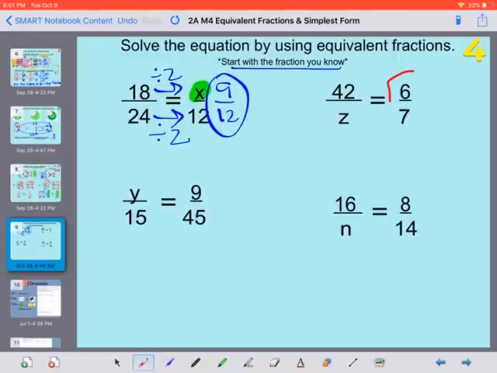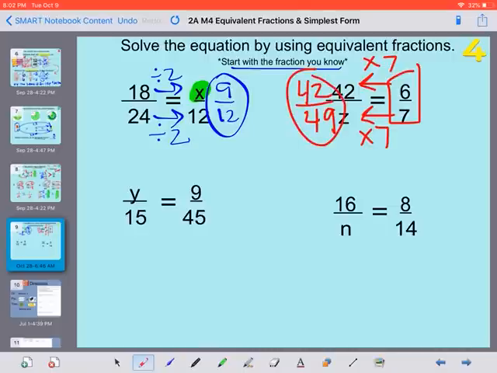Same thing over here. Start with the fraction you know and move to the fraction that you don't know. To get from 6 to 42, 6 times 7 is 42. We're getting larger, so I know we're multiplying. Whatever we do in the numerator, we have to do in the denominator. So 7 times 7 is 49. So our equivalent fraction is 42 over 49.